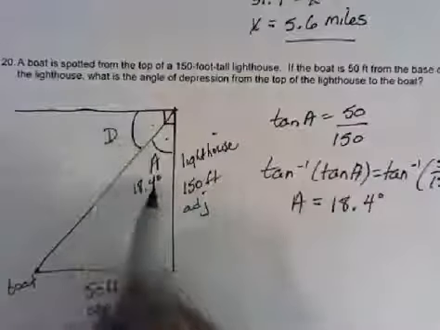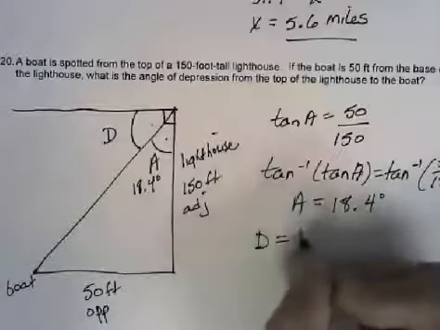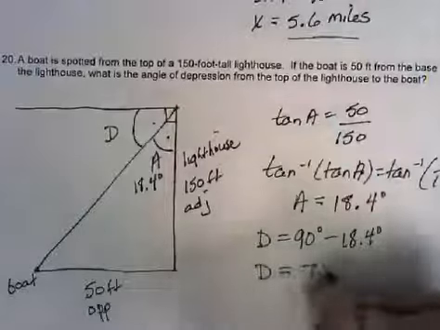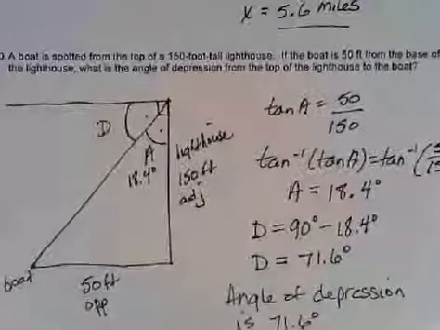Now I was trying to find D, which is the complementary angle to that, so I'm going to subtract that answer from 90 degrees. That gives me 71.6 degrees. My angle of depression is 71.6 degrees.